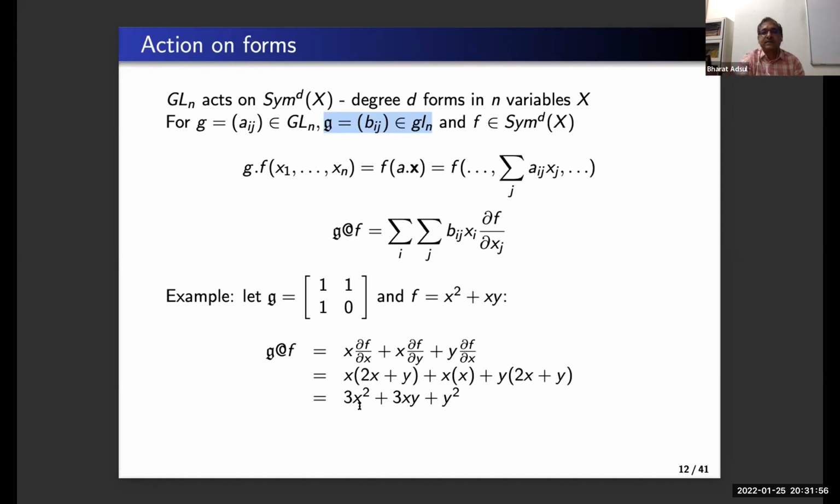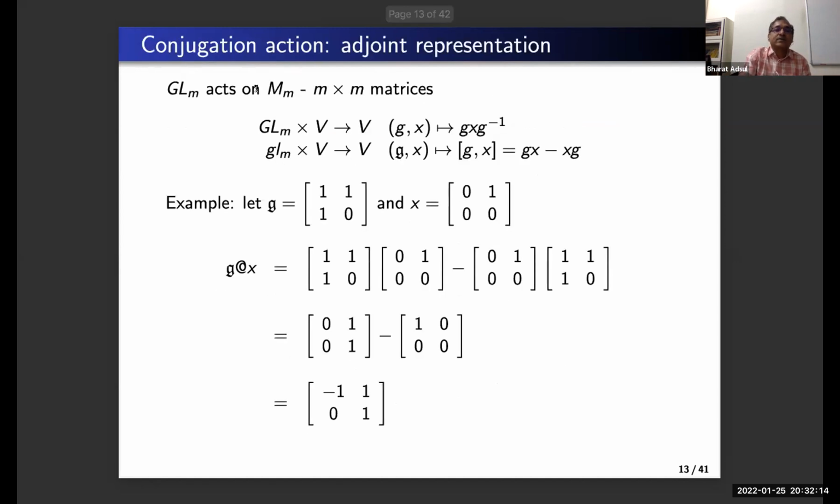So it's very easy to do this Lie algebra action. It's much easier than this substitution, and that's expected because the Lie algebra action is supposed to linearize the non-linear group action. Let's look at another example, namely the conjugation action.